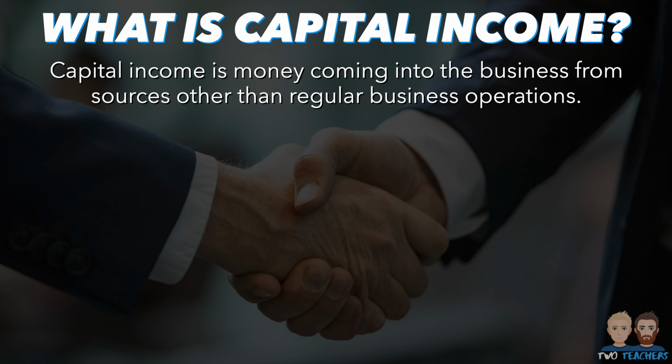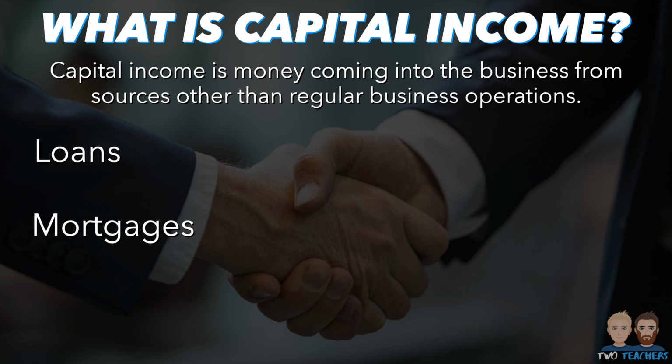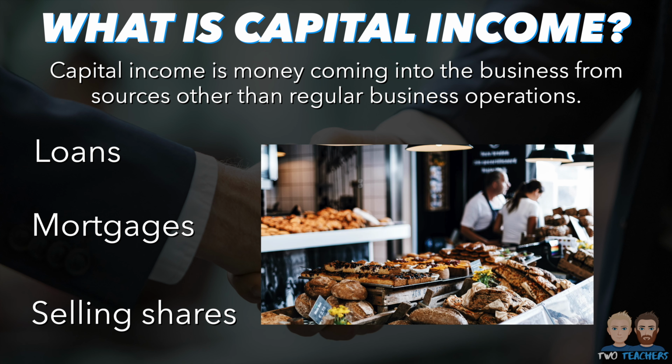Capital income is money coming into the business from sources other than regular business operations. It often includes loans, mortgages, or the selling of shares. For instance, if a bakery takes out a loan to expand and improve the store, the loan amount is considered capital income. Think of it as the fuel that powers the engine of your business, allowing you to get it up and running or expand.